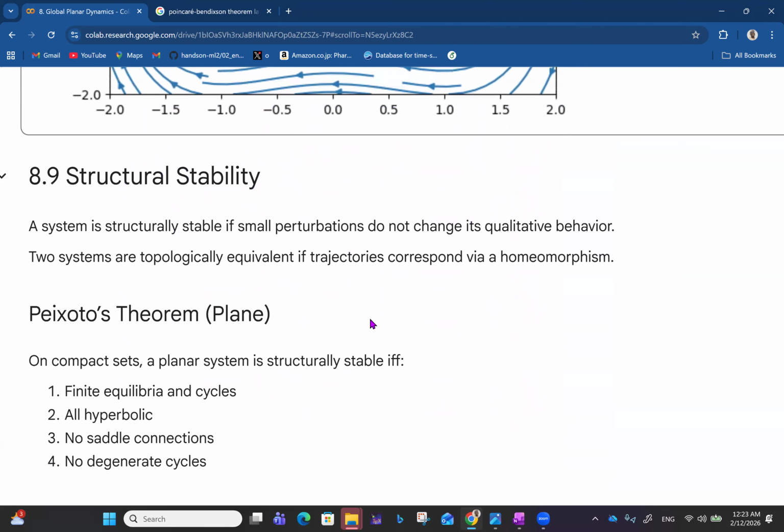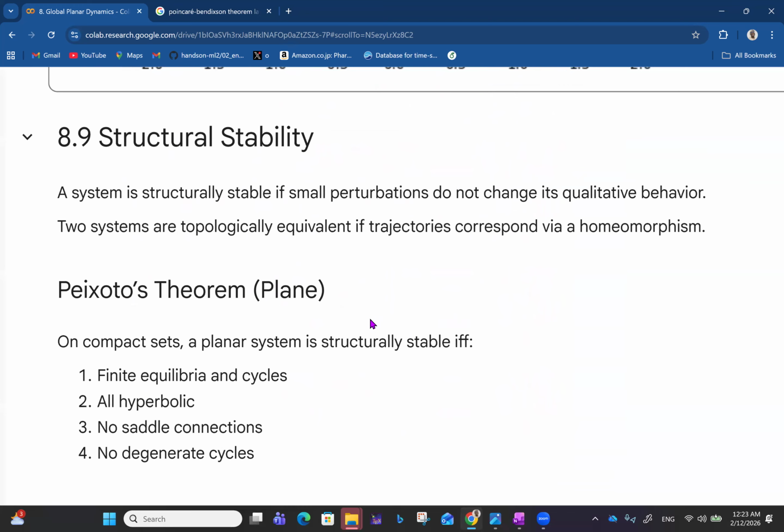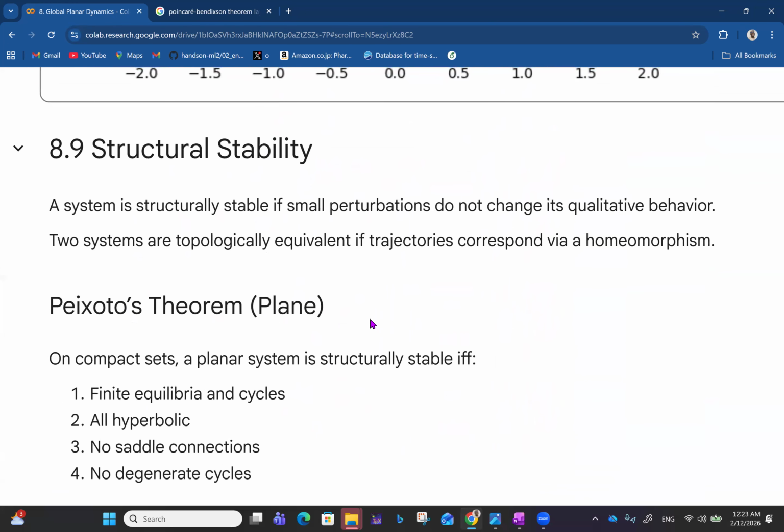And then let's talk about structural stability. A system is structurally stable if small perturbations do not change its qualitative behavior. So two systems are topologically equivalent if trajectories correspond via a homeomorphism. Okay, one way I like to think about stability is this.